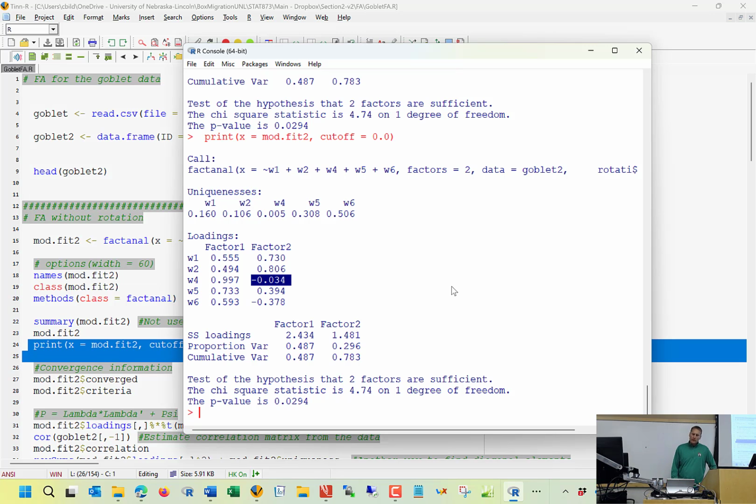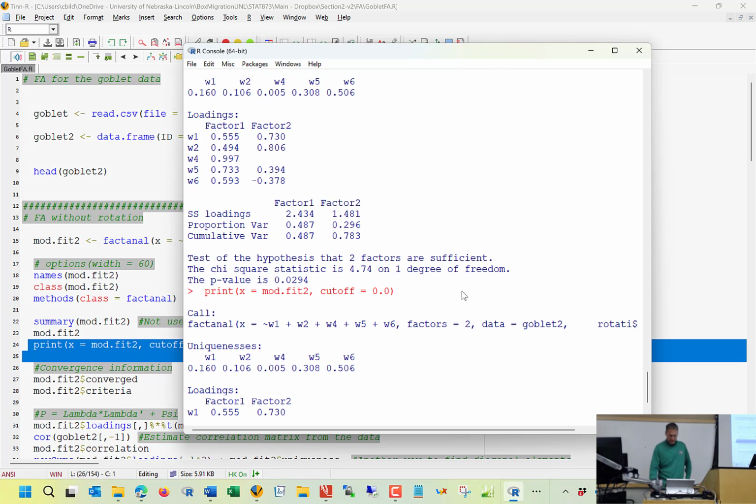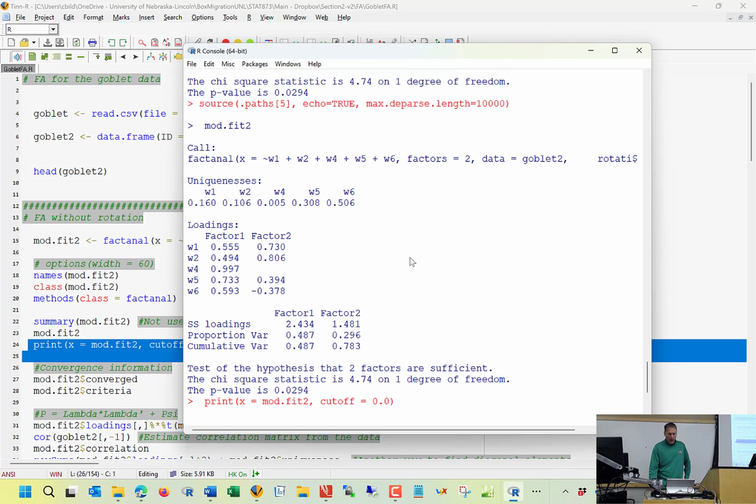So by default, R will not print some of the factor loadings, these lambdas, if they're close to 0. I don't really think it's a big deal. Just print it off. I can see that it's close to 0. You don't need to hide it from me.